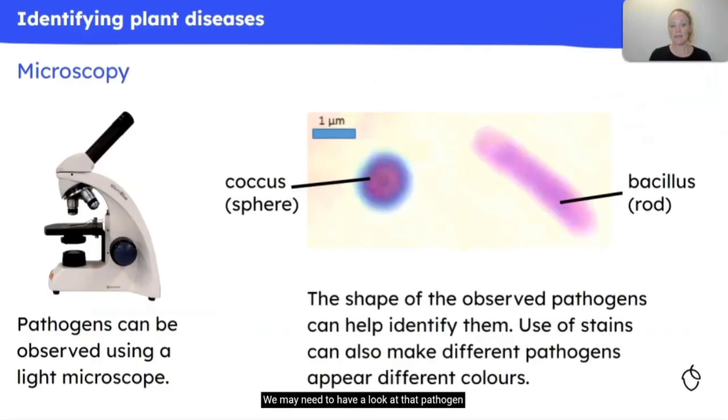We may need to have a look at that pathogen under the microscope, and when you look at pathogens and bacteria under the microscope, you can see that their cells often have different shapes, and the shape of those can help us to identify them. We can also use particular stains that can also help us to identify which pathogen we had. Here we've got that sphere shape, which is the coccus, and then we've got the rod shape, which is the bacillus.